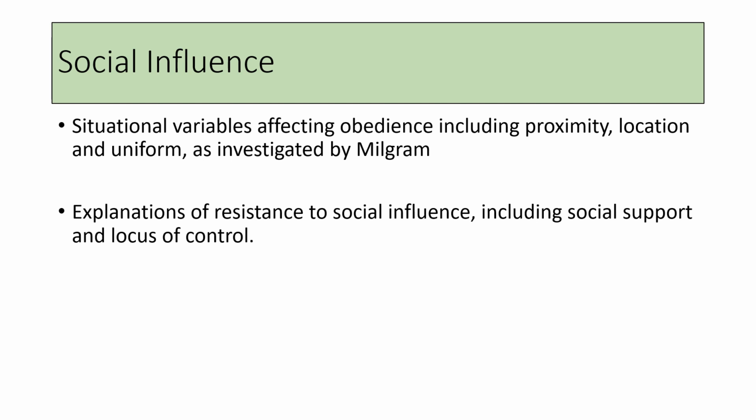Now, when we look at social influence, these two topics, situational variables affecting obedience and the explanations of resistance to social influence, have not come up for a number of years, especially the first one, situational variables. It doesn't seem to have come up as an extended question for quite a few years. So these are two that you might want to focus your revision on.